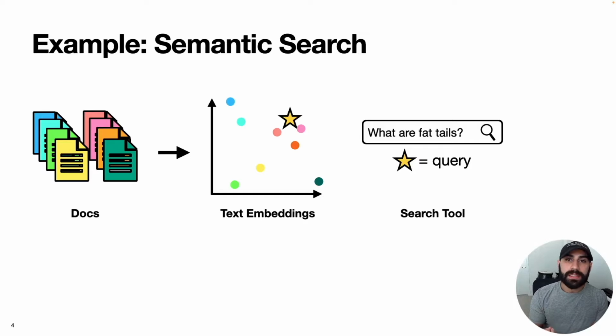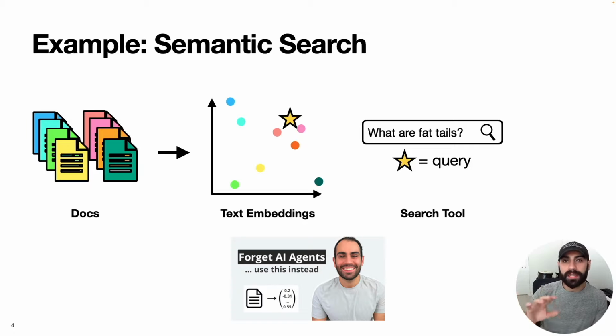And it's called semantic search because rather than using specific keywords in the user's query, the meaning of the query and the meaning of the documents are captured by these numerical representations. Since I have a video all about text embeddings, I won't go into the details here, but I'll link that video in case you want to learn more.